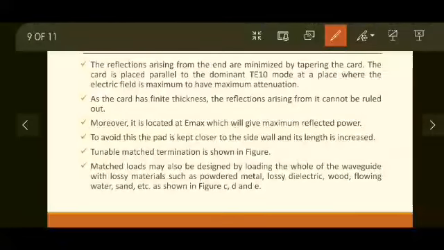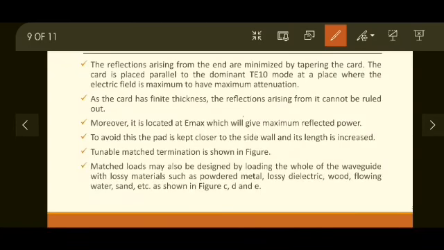Now this tapering is done at a place where the electric field is maximum to have maximum attenuation. Okay, so reflection should be avoided maximally. That's why at a place where the electric field is maximum, tapering is done.